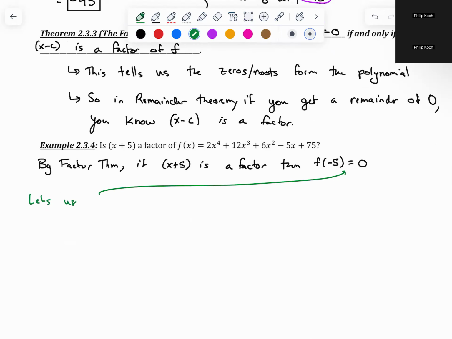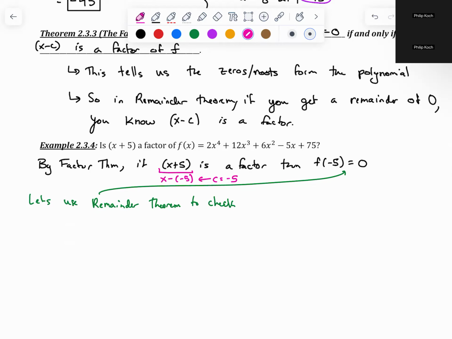Let's use the remainder theorem to check. By the way, I meant to write this underneath it so we remind ourselves this is x minus -5. So our c value equals -5. You are more than welcome to plug in -5 into the function. If you get 0, it is a factor. If you don't get 0, it's not a factor. But that won't tell you the factorization. That will just tell you that it's a 0.